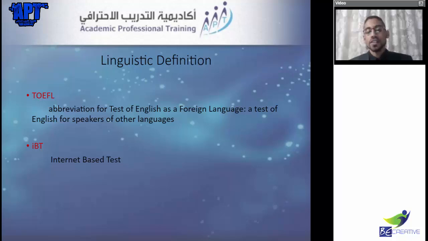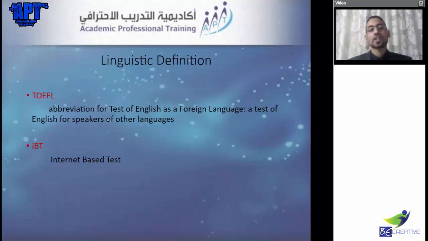So TOEFL is a test of English as a foreign language. That's the abbreviation. Now, how about IBT? If we're talking about this part, we need to understand something important. IBT is the internet-based test. It's a shortcut for internet-based test.